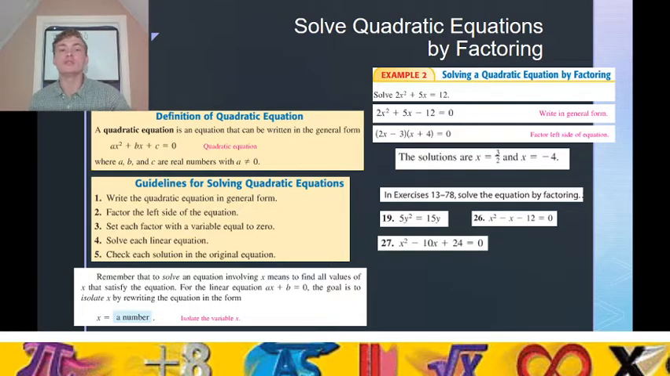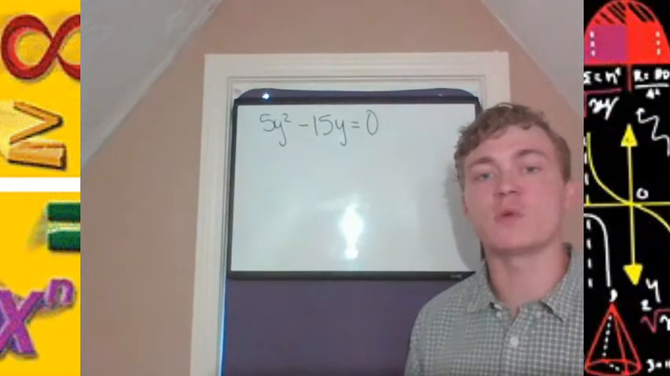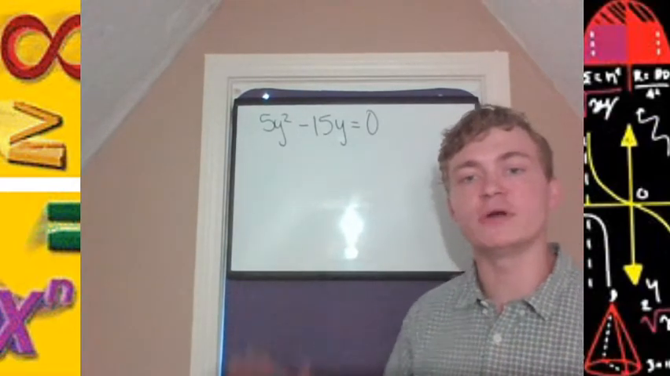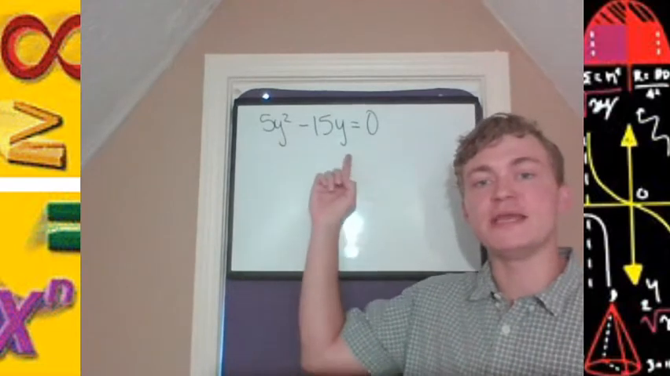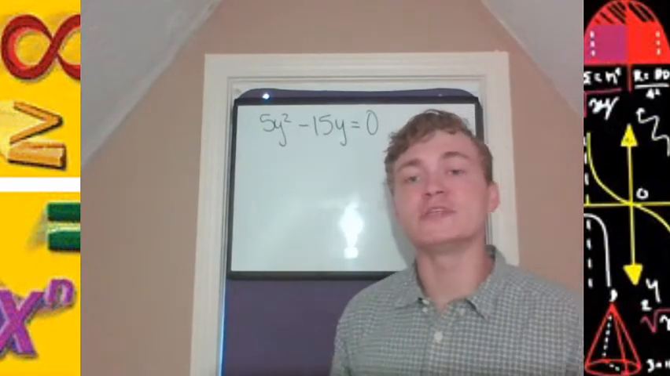We will use our properties of equality. The 15y is understood to be a positive 15y. So to get rid of it on the right-hand side, we subtract 15y, and we do so on both sides of the equation. So on the left-hand side, 5y squared minus 15y. Well, on the right-hand side this is going to equal 15y minus 15y, which of course is 0. So now, just subtracting the 15y, moving it to the left-hand side, we have our new equation, 5y squared minus 15y equals 0.